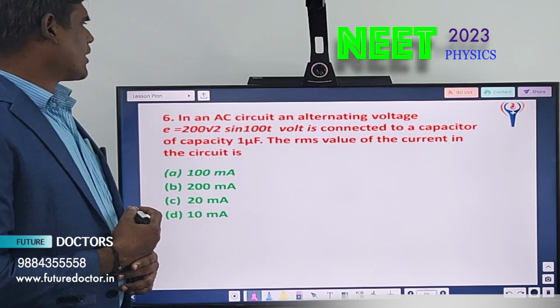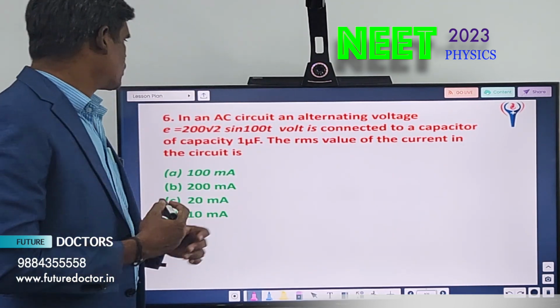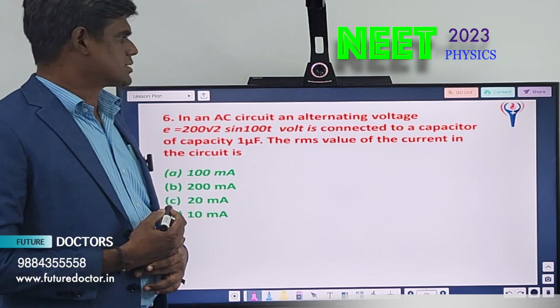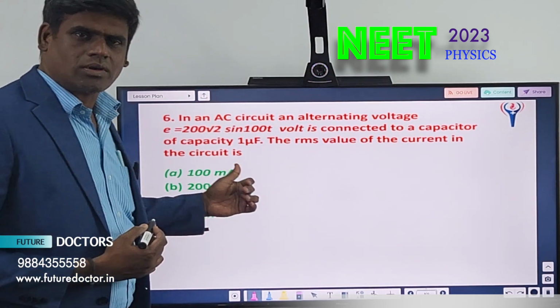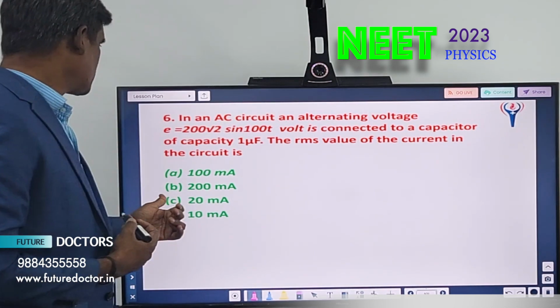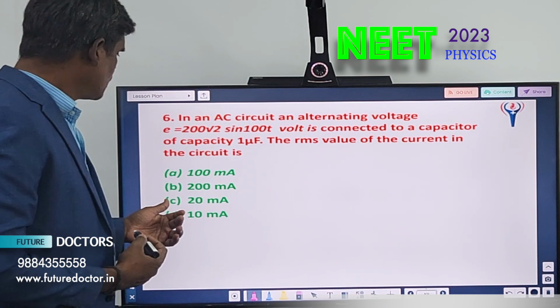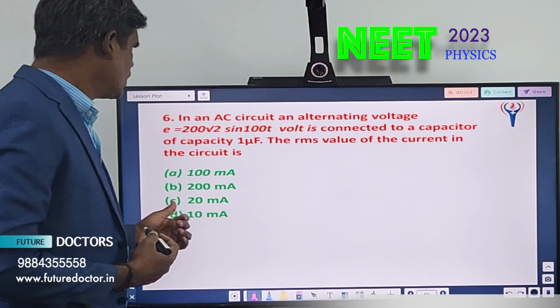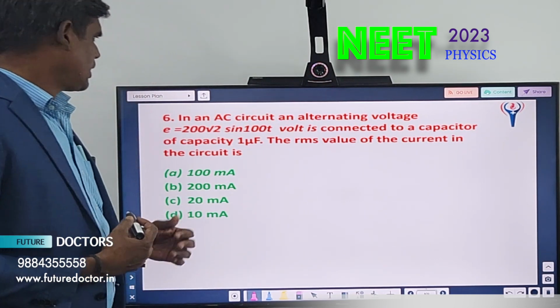In an AC circuit, an alternating voltage E equal to 200 root 2 sine 100 t volt is connected to a capacitor of capacity 1 microfarad. The RMS value of the current in the circuit is dash. A option 100 milliampere. B option 200 milliampere. C option 20 milliampere. D option 10 milliampere.